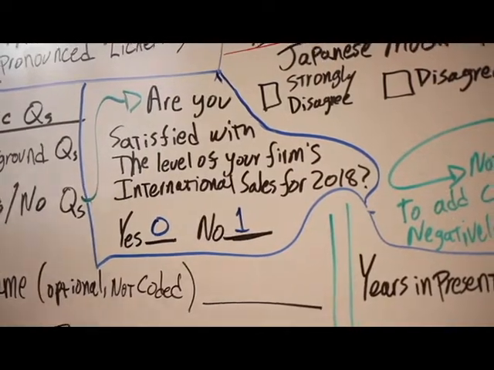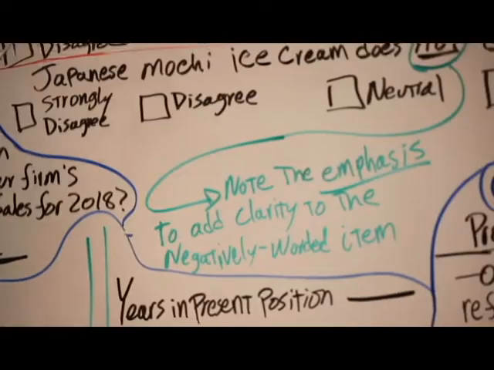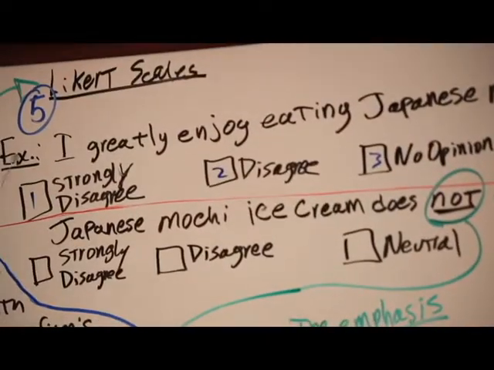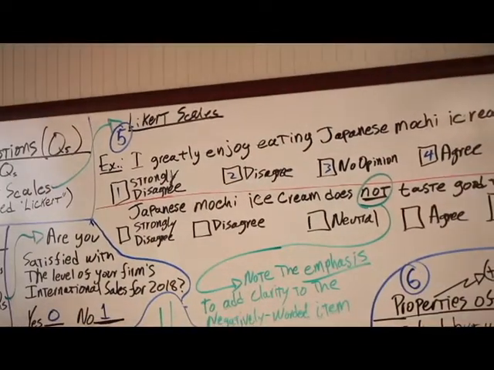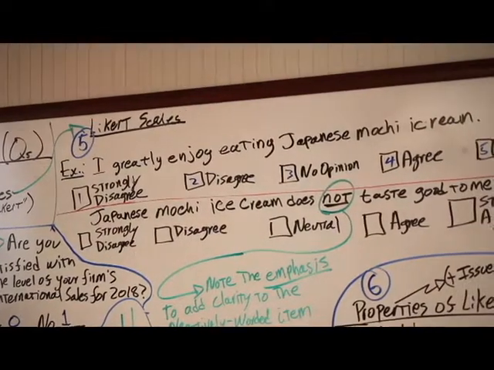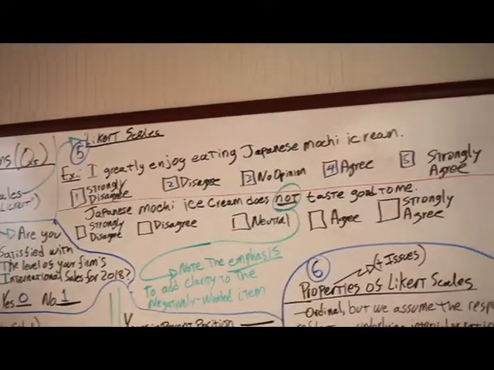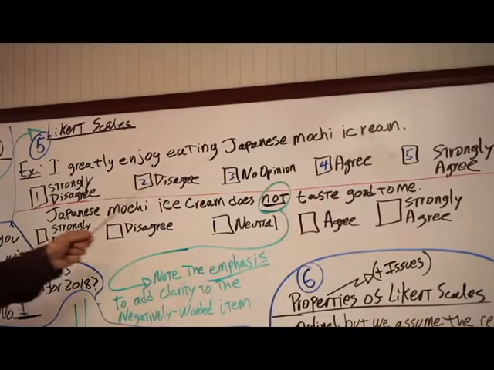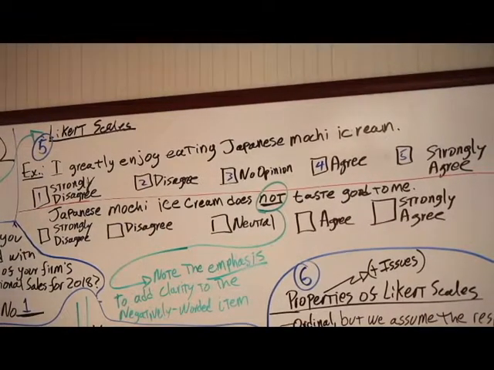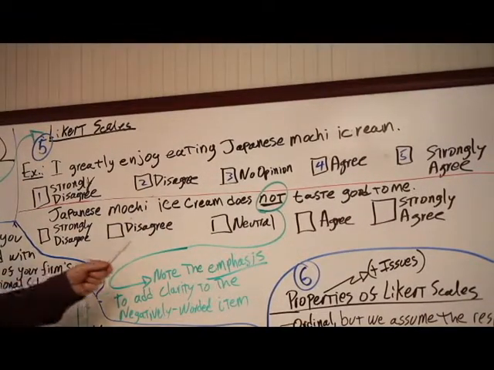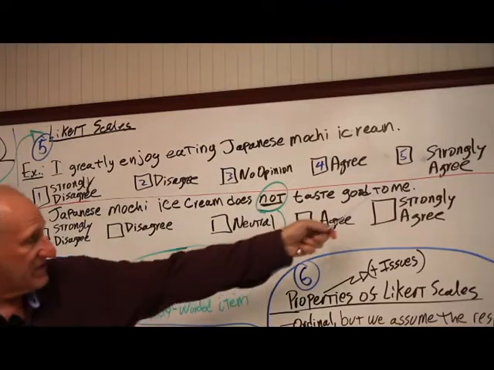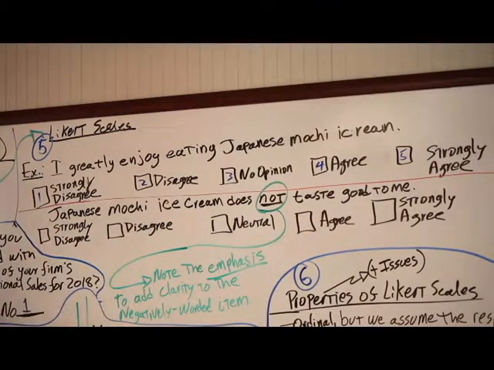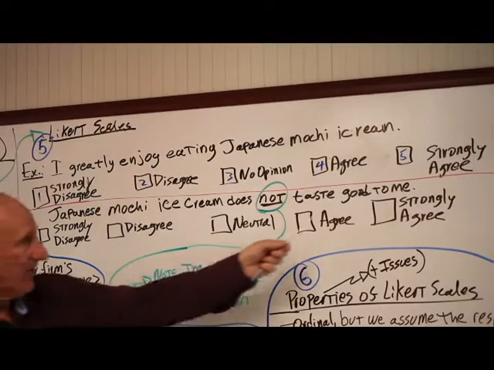So we're going to jump to the main topic, which is Likert scale questions. And here's an example of a good Likert scale question, and then I'll explain why these are good and some issues and properties of Likert scales. So, I greatly enjoy eating Japanese mochi ice cream. Strongly disagree, disagree, no opinion, agree, strongly agree. You could code that in order of increasing agreement: 1, 2, 3, 4, 5.